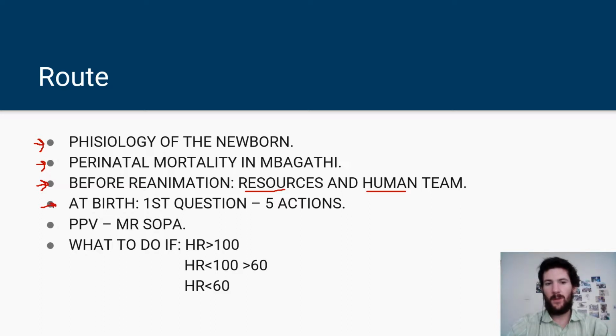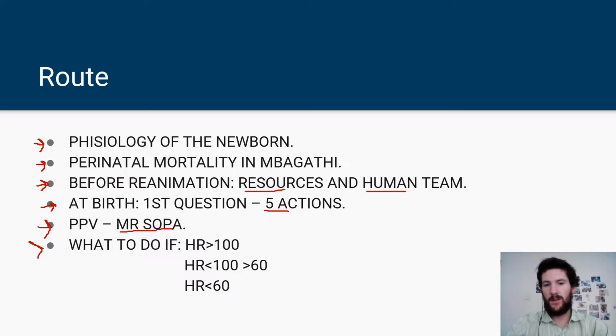Also, we're going to talk about the moment of birth: how do we approach this newborn? We need to ask ourselves one question at the beginning, and if the baby needs resuscitation, we need to make 5 coordinated actions that I have to think through by myself and carry out with my baby. Then we're going to talk more deeply about positive pressure ventilation and how to check that I am providing a high quality positive pressure ventilation with the Mr. Sopa, and what to do in all of the situations that we can have during our resuscitation.